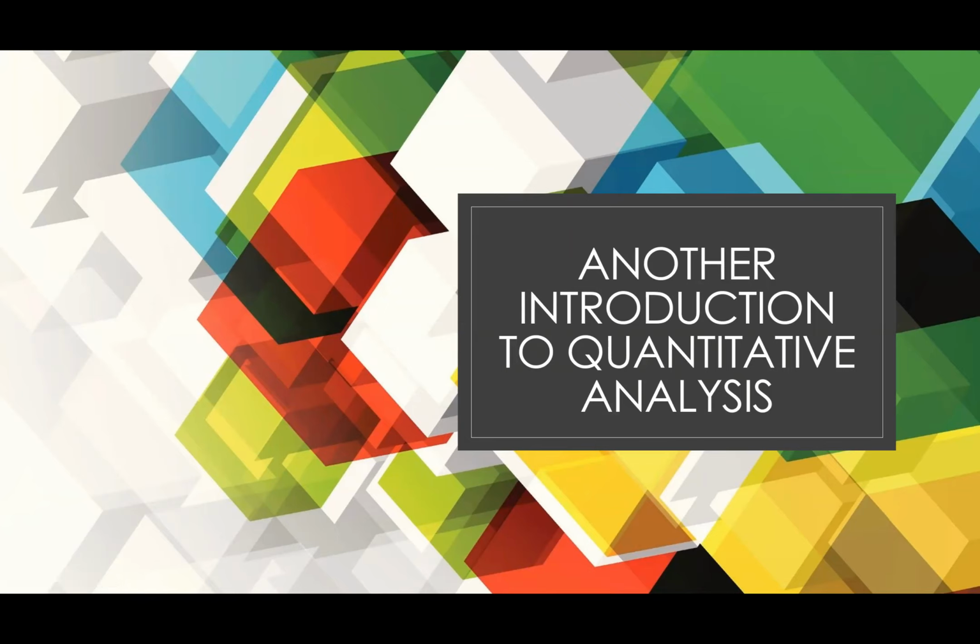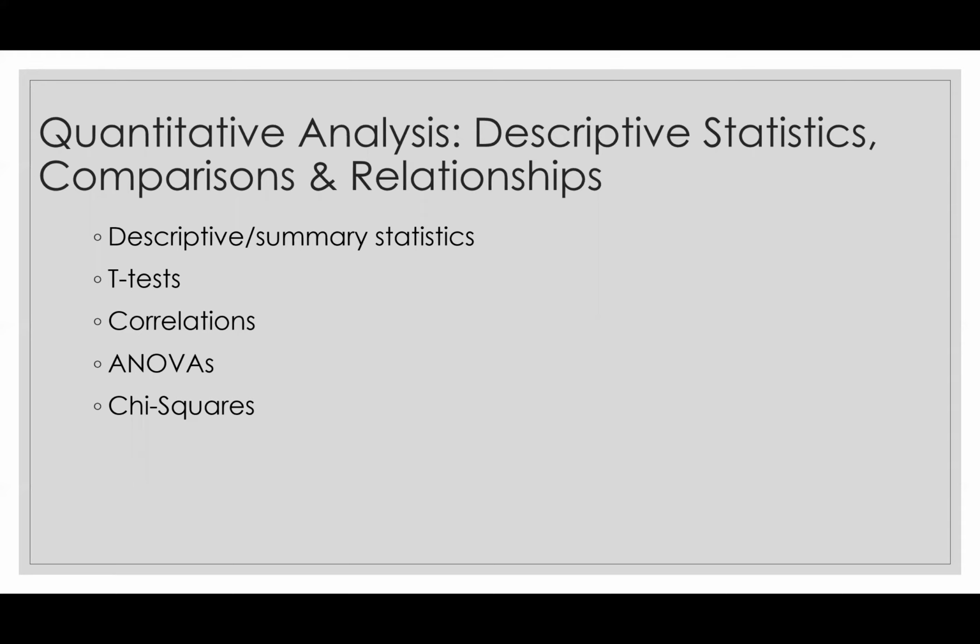We had a similar module earlier in the class in which I gave you a very high-level overview. And in this portion, we'll be going into some of the same topics and questions, but a little bit more in depth. So first, quantitative analysis is descriptive statistics, comparisons, and relationships. And this is what we'll be briefly discussing today: descriptive or summary statistics, t-tests, correlations, ANOVAs, and chi-squares.